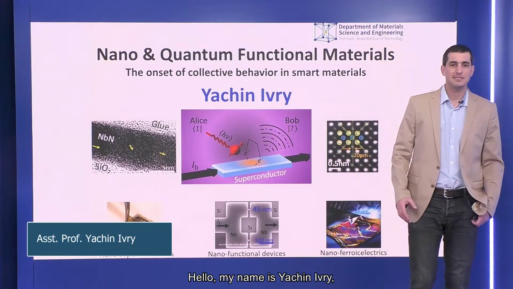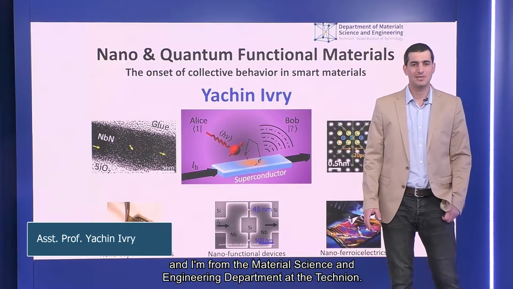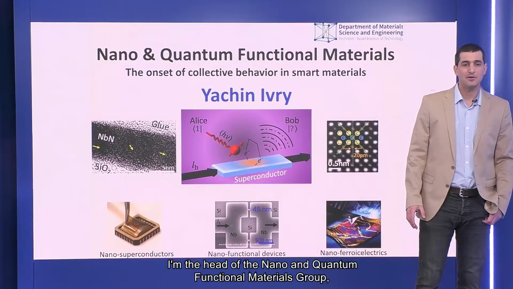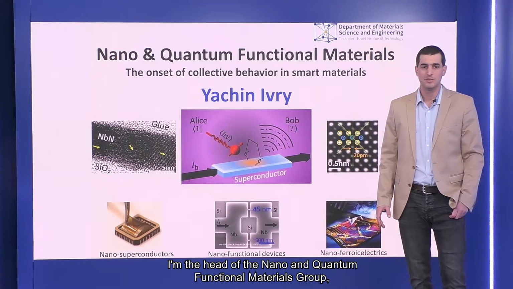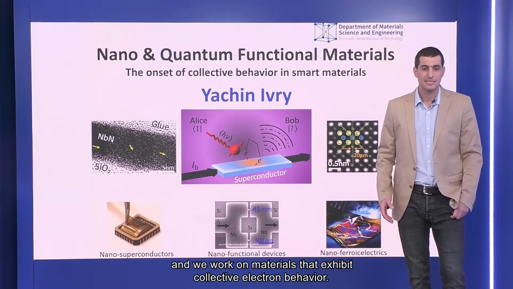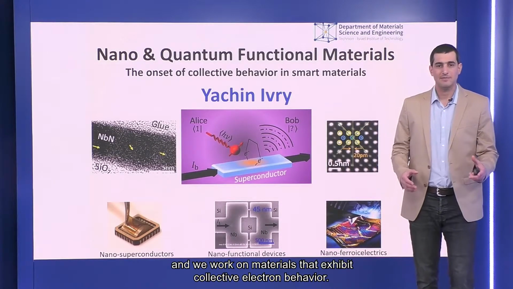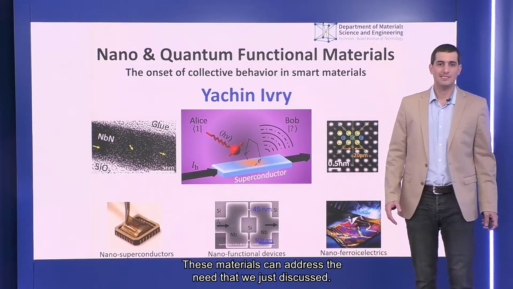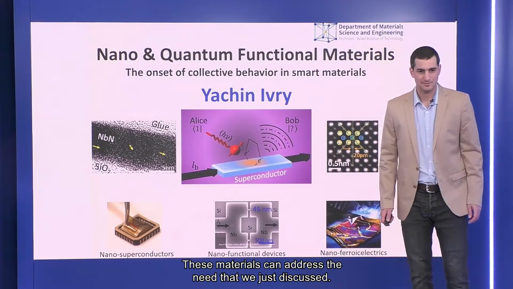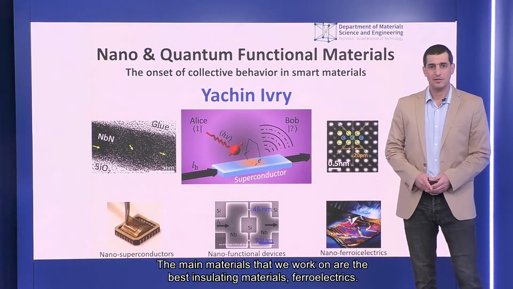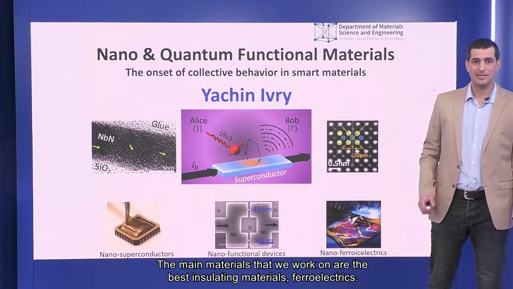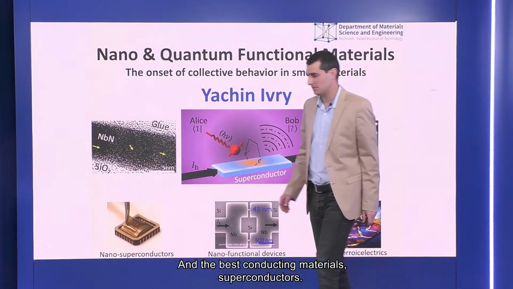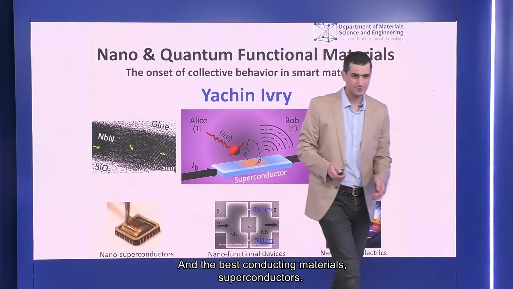Hello, my name is Yachin Ivry, and I am from the Material Science and Engineering Department at the Technion. I'm the head of the Nano and Quantum Functional Materials Group, and we work on materials that exhibit collective electron behavior. These materials can address the need that we just discussed. The main materials that we work on are the best insulating materials, ferroelectrics, and the best conducting materials, superconductors.